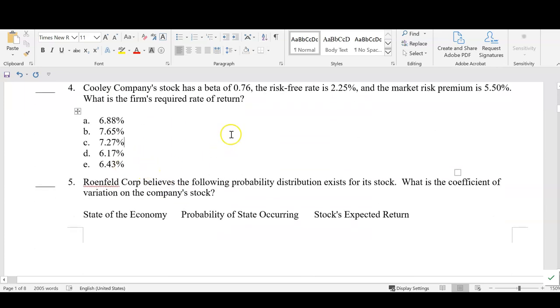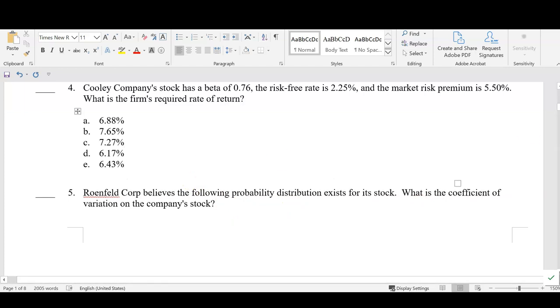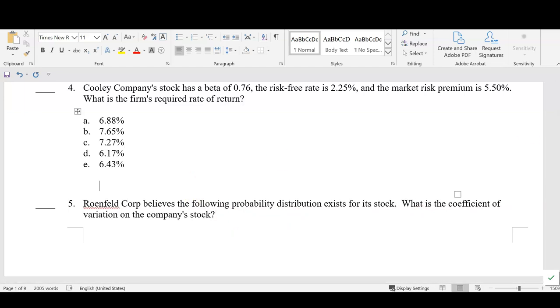Question 4. This firm's stock has a beta of 0.76. Risk-free rate is 2.25%. Market risk premium is 5.5%. What is the required rate of return? It's a very simple question, just testing us on the CAPM model. So use the CAPM model.